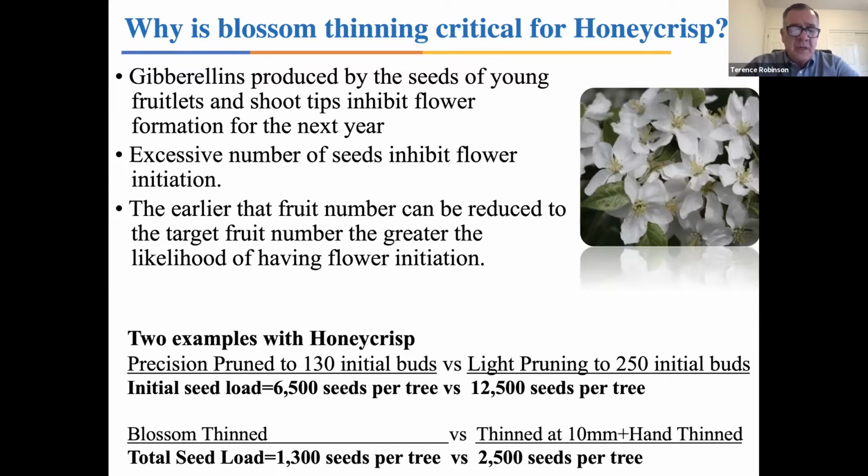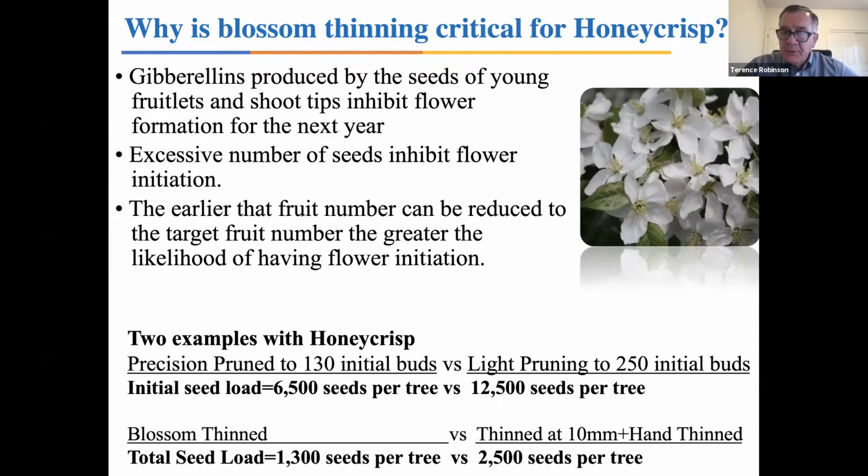And I gave these two examples last week, but I want to repeat them. If you did the proper job of pruning and pruned to 130 initial buds for a tall spindle 3 by 11 that's mature, you initially would have 5 flowers in each cluster. And so that would be a total, with 10 seeds in each fruit, of about 6,500 seeds. If you stick with the left-hand side of this little table, if we blossom thinned and we did a super job and we knocked off all the laterals in the cluster and we were left with just the king, which is what our goal is, we would come down to 130 fruits times 10 seeds. That's 1,300 seeds per tree.